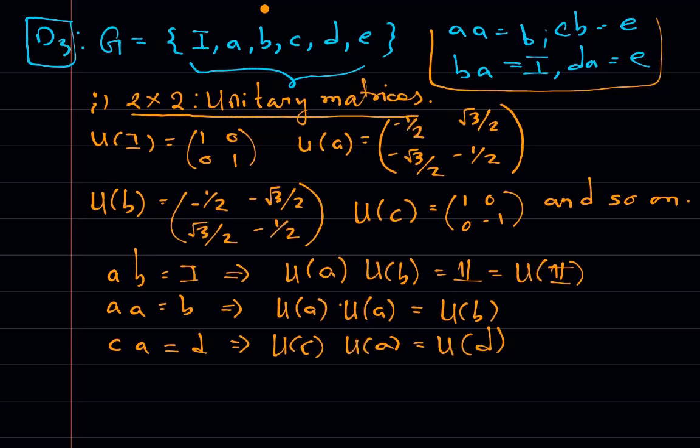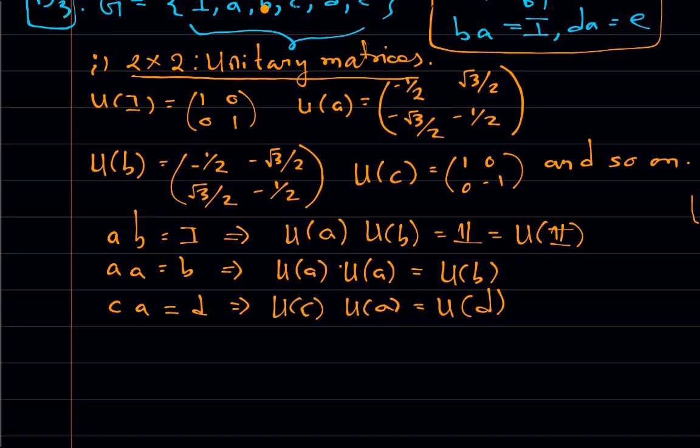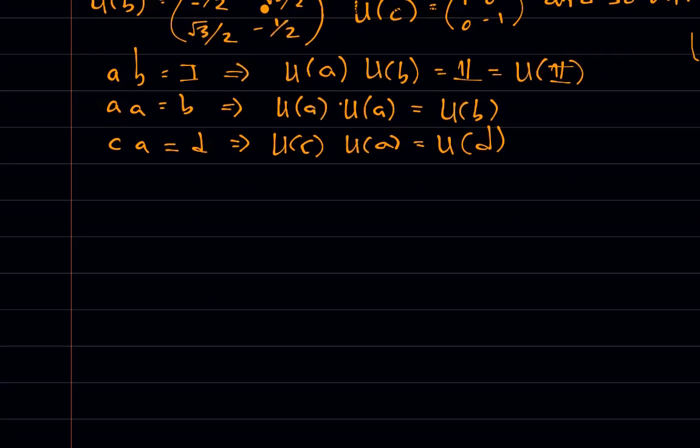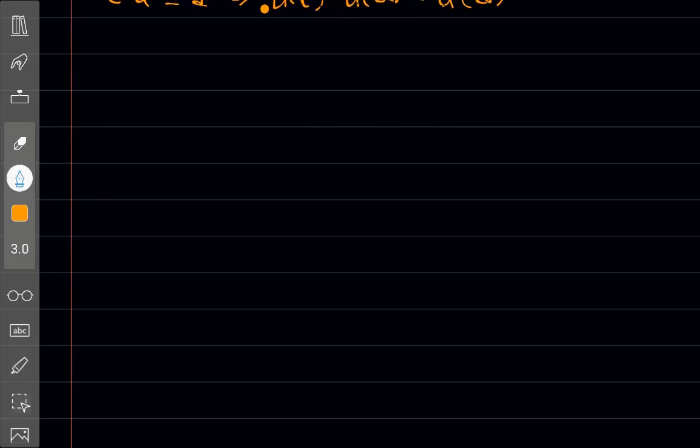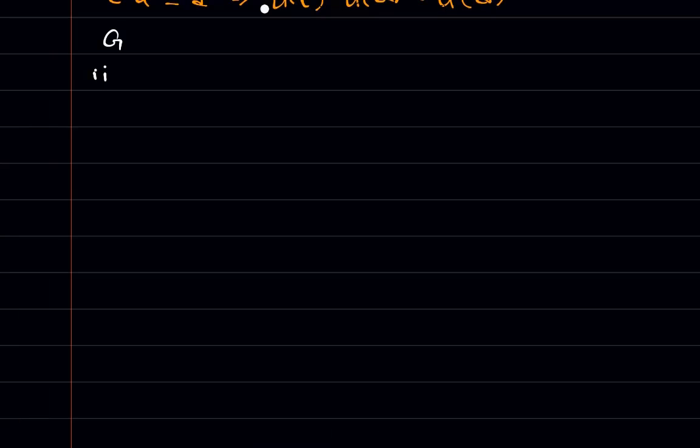Well, I told you about the 2 cross 2 unitary matrix representation of the above group, which is the D3 group. But I also said we can have some other representation in some other dimensions. So for the same group, I'm going to give you a 3 cross 3, again unitary representation. It's quite interesting: we get unitary in 2 cross 2 and we get unitary in 3 cross 3. And this representation is not only 3 cross 3 unitary, but it is also a reducible representation.